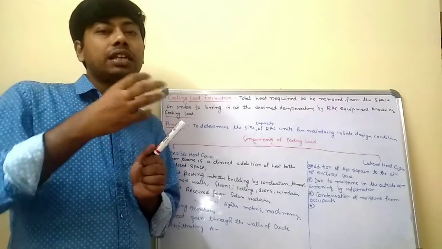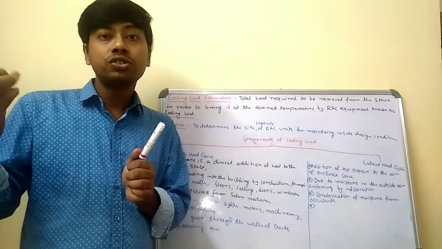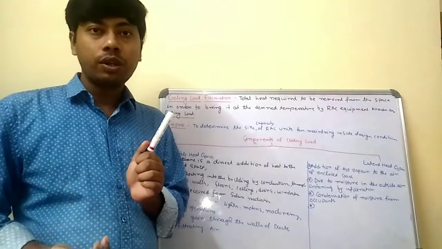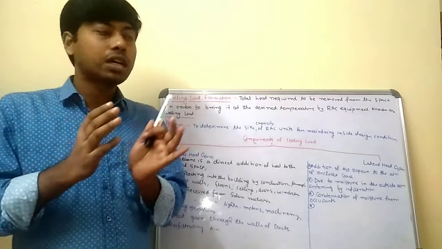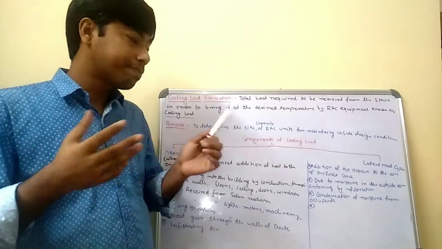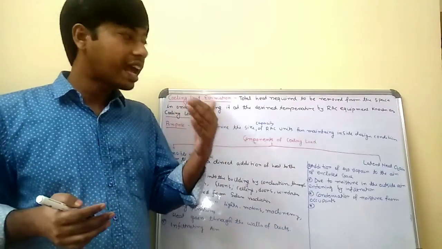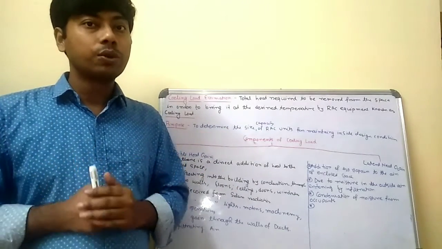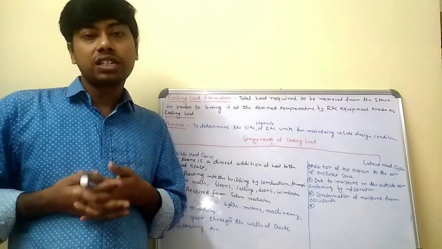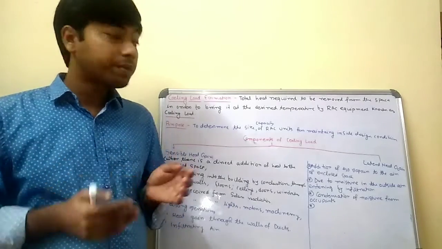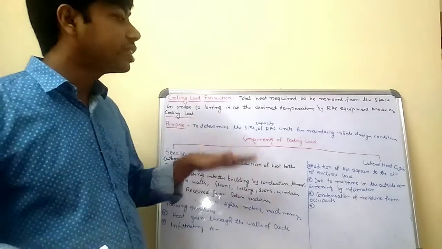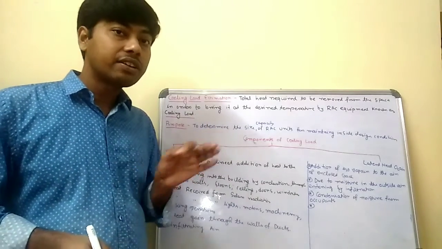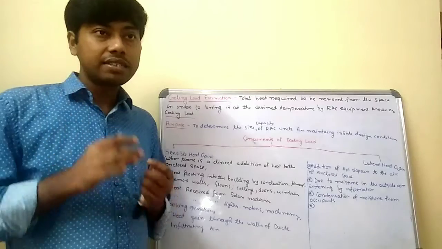So if this amount of heat is extracted by means of refrigeration and air conditioning equipment, this is your cooling load. Okay, the amount of heat to be removed from the space in order to bring it to the temperature by the RAC equipment, that is your cooling load. This cooling load estimation is important. The main purpose is to determine the size and the capacity of the RAC unit for maintaining the inside design conditions, because there are some inside design conditions.